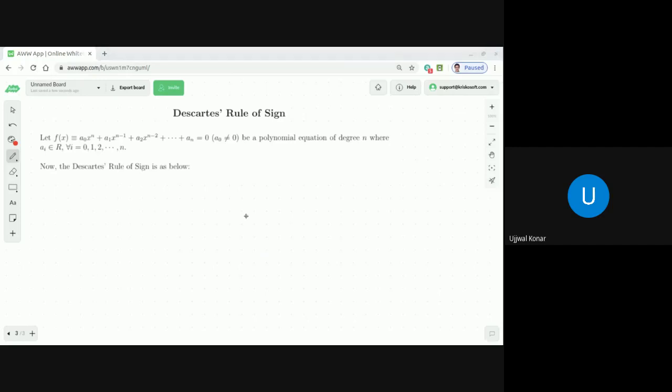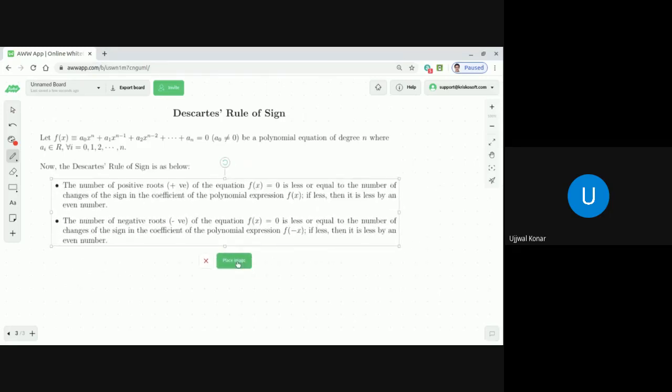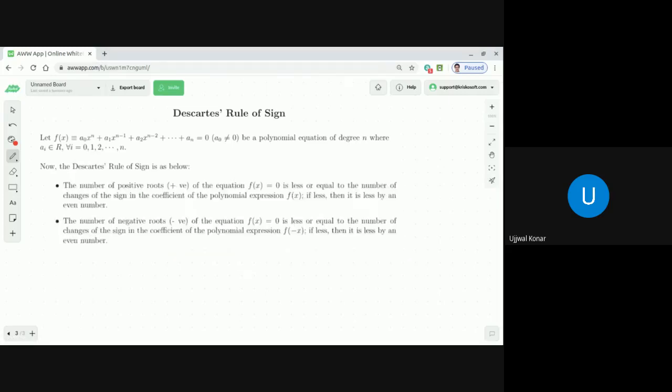Now the Descartes' rule of signs tells what, dear students? It is a very simple thing, but very effective in calculation. It tells two points. First point, it says that the number of positive roots of the equation f(x) equal to 0 is less or equal to the number of changes of the sign in the coefficients of the polynomial expression f(x). If less, then it is less by an even number. Let us understand. Then you will be able to understand this English statement very properly.